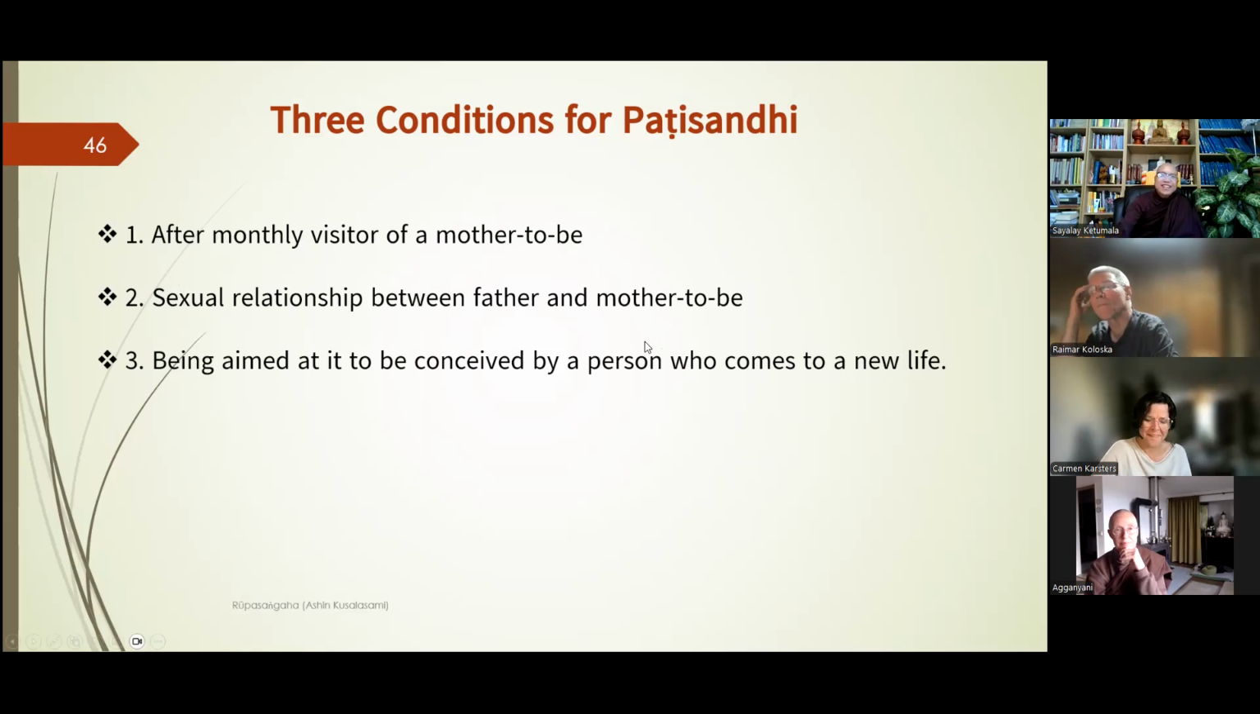Carmen, what is that? Your face, what are you thinking about it? Yeah, I have no clue. Maybe it's my innocence, or after monthly visitor of a mother to be, I don't know how to say that. Not every sexual relationship can make conceive. Yes, so the mother to be must be in that period. Yeah. So this means that after monthly visitor of your mother to be, they translate it like that.